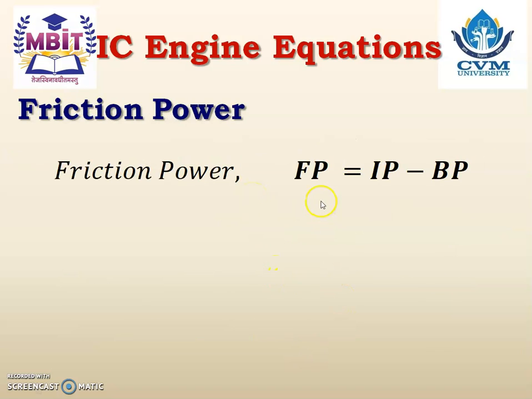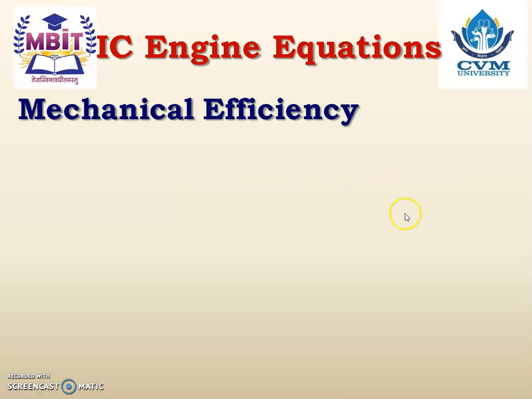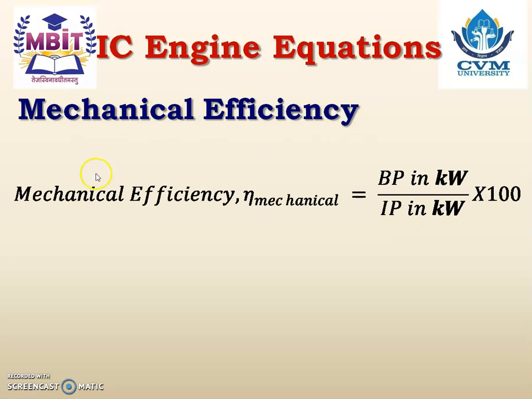Friction power. Friction power is equals to IP minus BP, that is indicated power minus brake power. Mechanical efficiency. The mechanical efficiency is equals to brake power divided by indicated power multiplied by 100. The unit of brake power and indicated power should be the same.